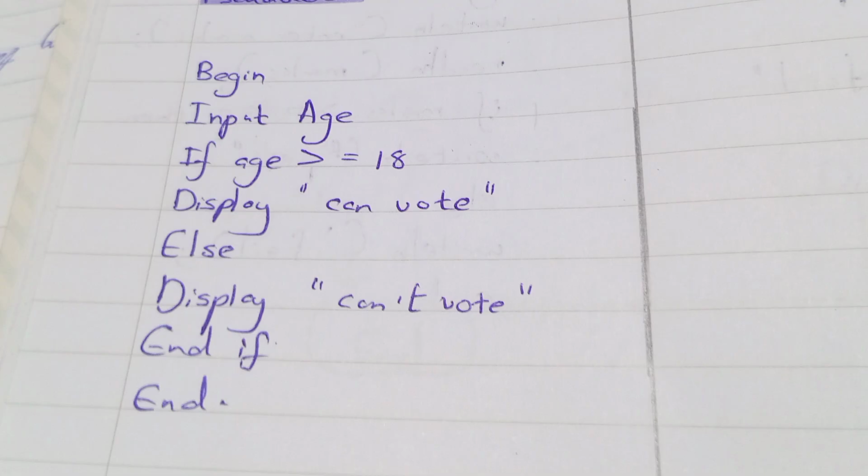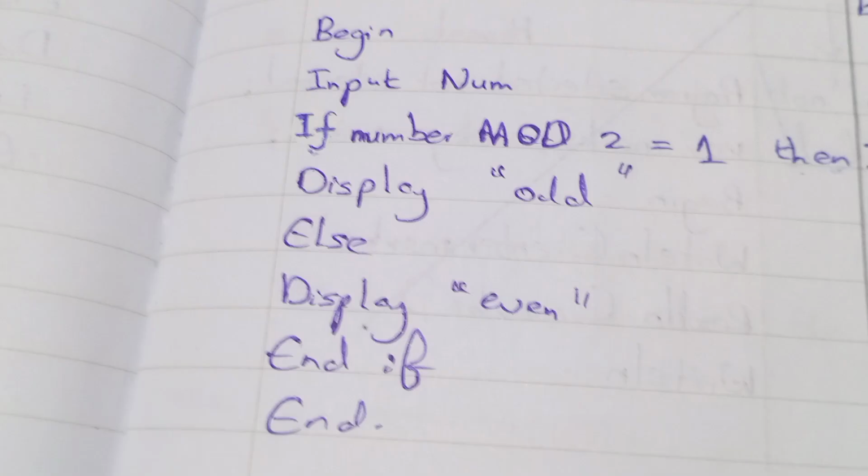So I literally wrote this years ago, but make sure you focus on the fact that you need to write an end if after finishing the if section. If age is lesser than or equal to 18, and then after you write down whatever you want to happen, you need to write an end if before the end. So this is another example where I have used mod. If number mod 2 equals 1, that means when a number is divided by 2, the remainder is 1, then display odd, else display even, end if, end.